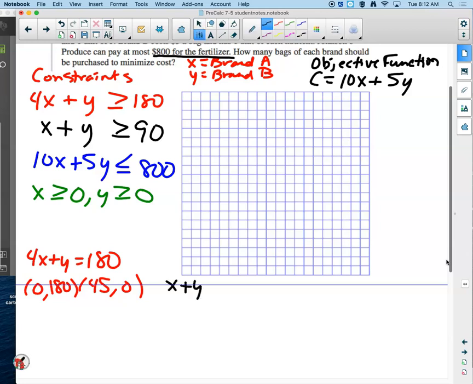Next one was x plus y equals 90. Love that one for finding the zeros. Very straightforward. If you don't get any of one, you need 90 of the other. So 0, 90, and 90, 0. And then I'll change colors one more time for my 10x plus 5y equals 800.